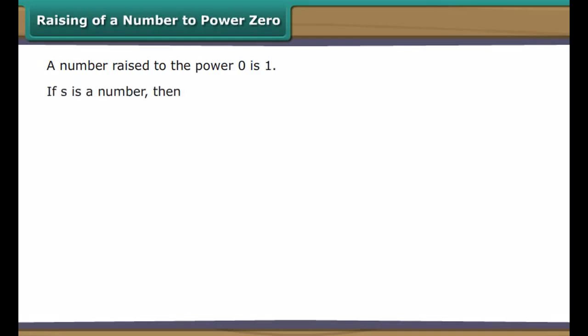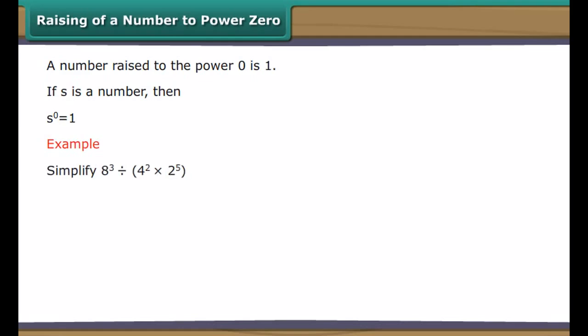Raising of a number to power 0. A number raised to the power 0 is 1. If S is a number, then S^0 is equal to 1. Let us solve some questions based on exponent 0.